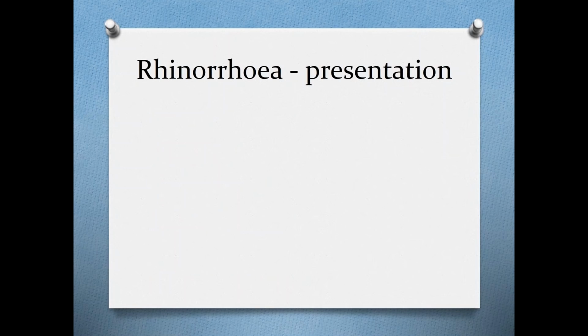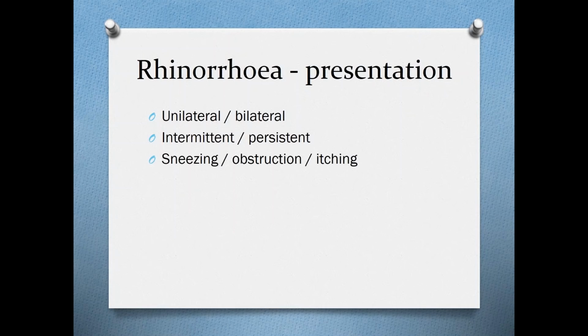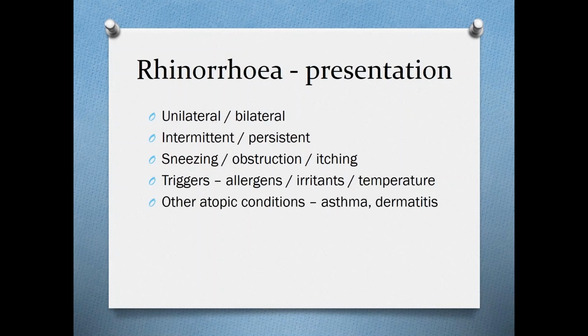Patients present with nasal discharge. It can be unilateral for foreign bodies, or bilateral, intermittent or persistent. That gives you the whole seasonal versus long-standing allergic rhinitis or atopic problem. Whether there is any associated sneezing, obstruction, or itching in the nose or eyes. Triggers such as known allergens, irritants such as smoke, perfume, that points towards a non-allergic or vasomotor rhinitis type of problem, and temperature changes, same thing. Other atopic conditions: asthma or dermatitis or food allergies.